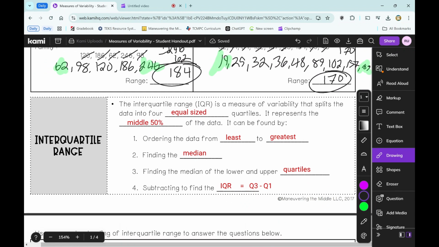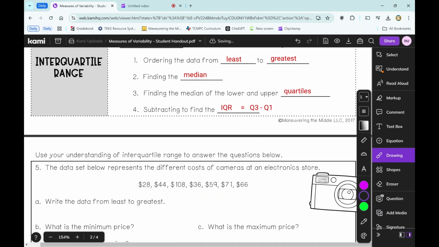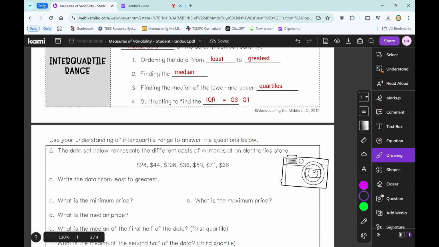Now we're going to use basically what we just learned to find the interquartile range. So the interquartile range, IQR, is a measure of variability that splits data into 4 equal-sized quartiles, and it is represented by the middle 50% of the data. It can be found by first ordering the data from least to greatest, then we find the median, and then in between the other pieces of data, we're going to find the median of the lower and the median of the upper quartiles, and then subtract to find the IQR. So that sounds like a lot, but once you actually see it in the data, it makes it a little bit easier to understand.